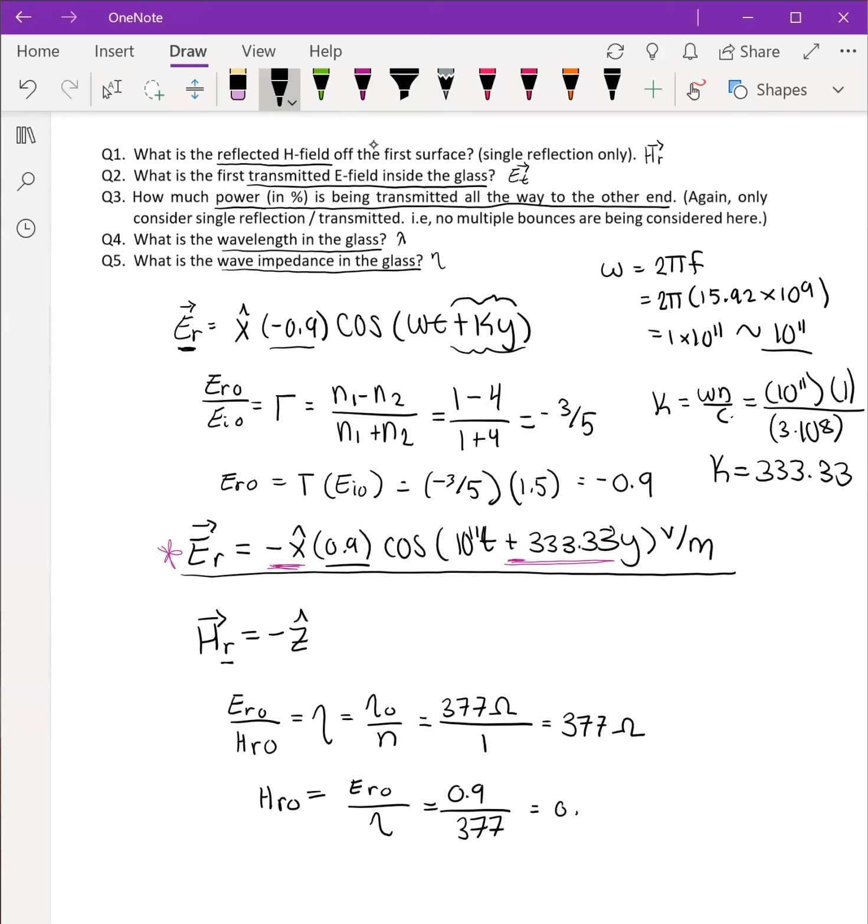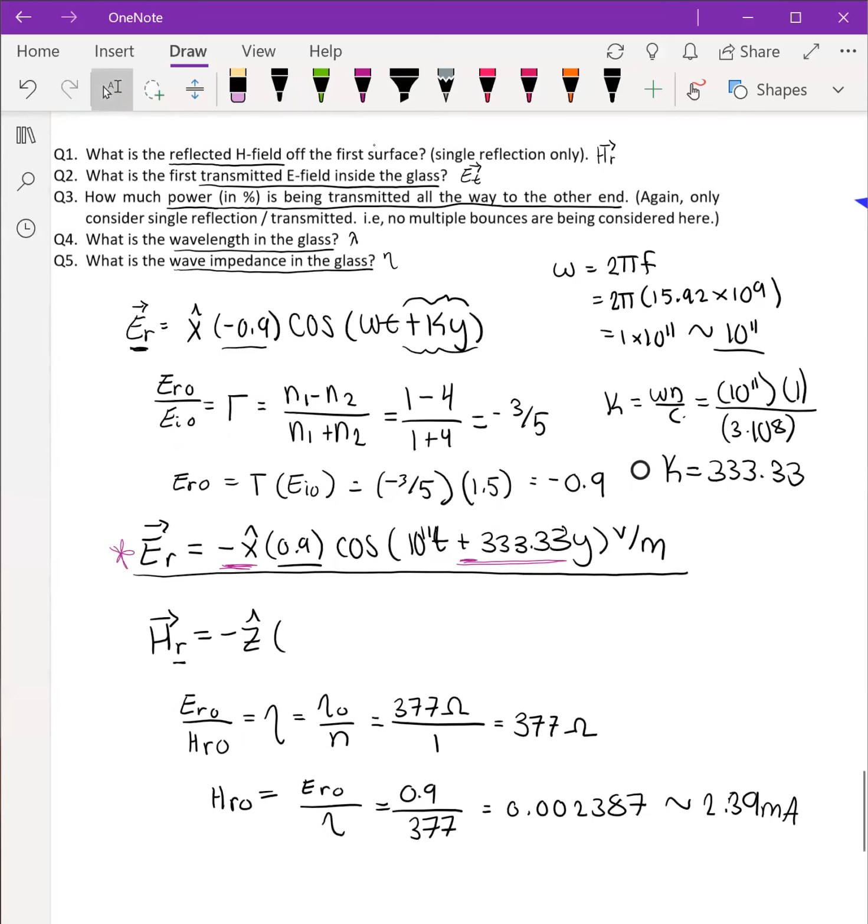And that gives us 0.002387, which we're going to round to 2.39 milliamps. So that's our reflected H field magnitude: 2.39 milliamps. So we'll take care of the units later.